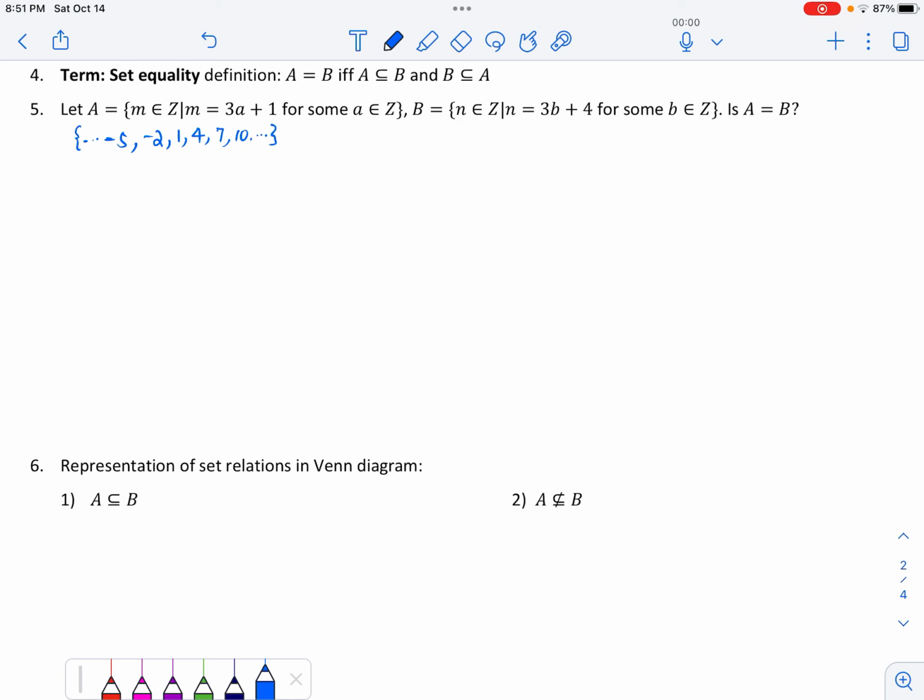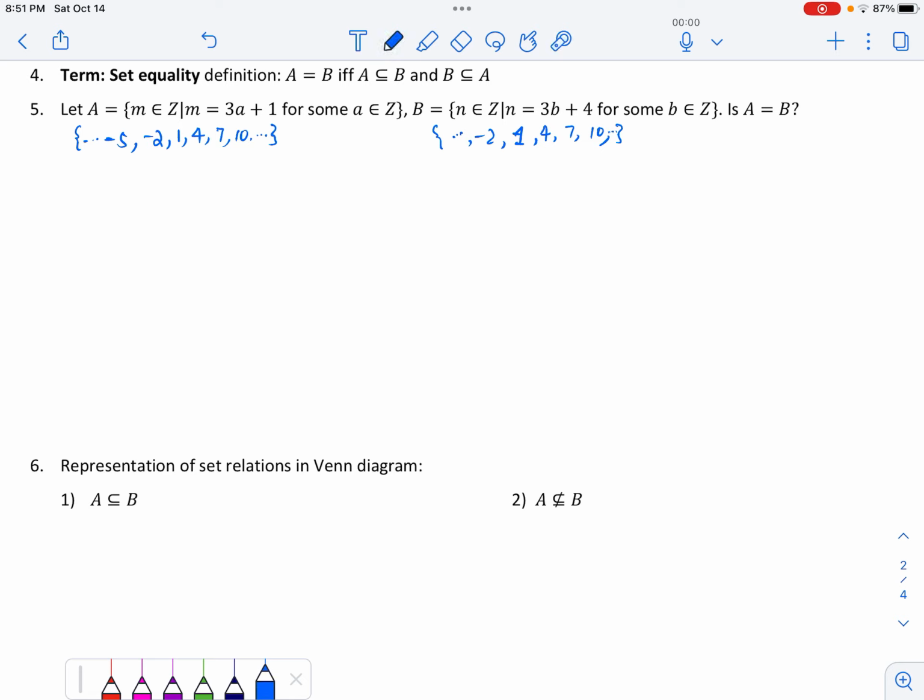That's A. And for B, if you plug in different values of b, you get 4, and then 7, and then 10. And if you plug in b equals negative 1, then you get 1, and then negative 2, and so on and so forth. You can see that they're actually the same set.